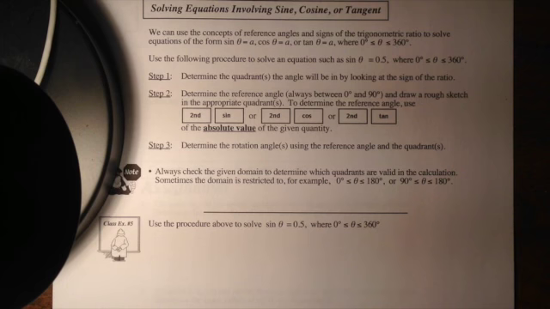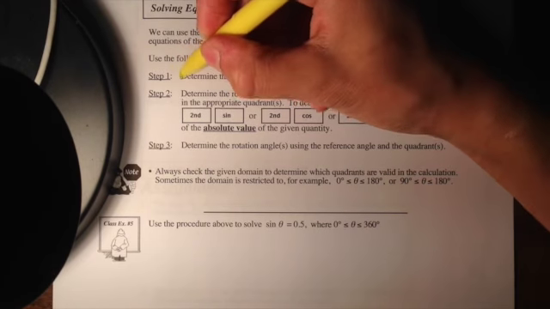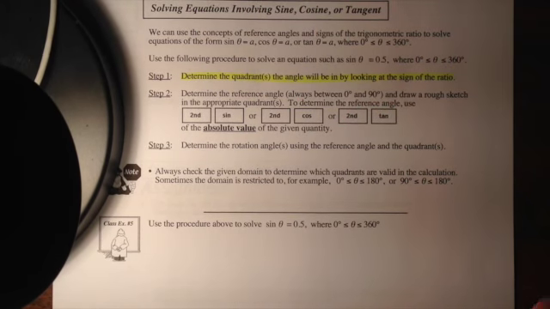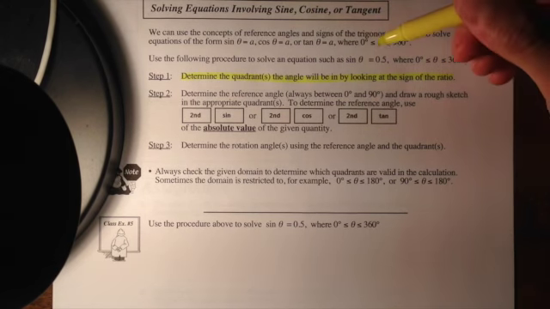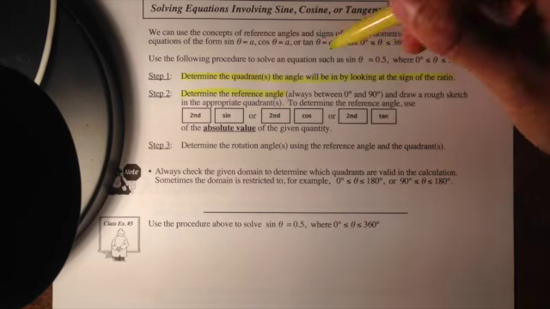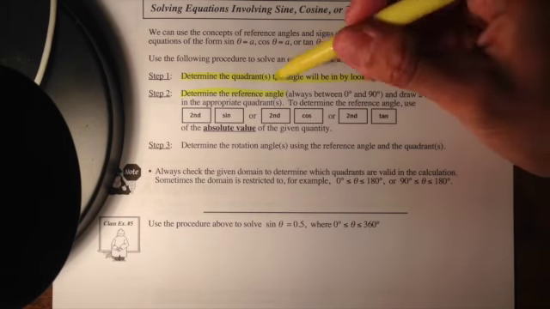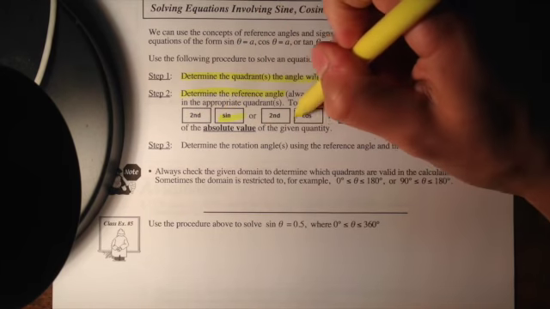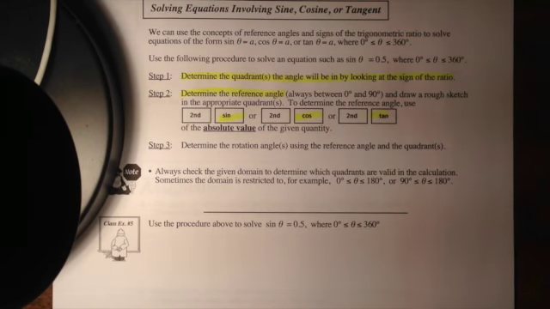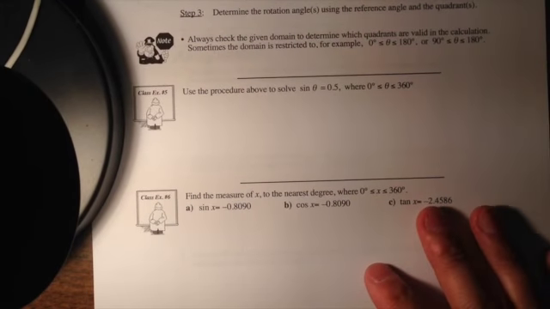Next, we're going to use reference angles and signs of the trig ratios to solve different equations in sine theta, cos theta, and tan theta. So in order to do so, we need to determine the quadrant the angle will be in by looking at the sign of the ratio. And so depending on if it's positive or negative, we'll know if it's in either quadrant 1, 2, 3, or 4. And then once we do that, we'll determine the reference angle by plugging it into our calculator and using the second function of either sine, cosine, or tan. And then we can determine what the rotation angle is based on the reference angle and the quadrant that it is in. So let's look at this class example number 5.